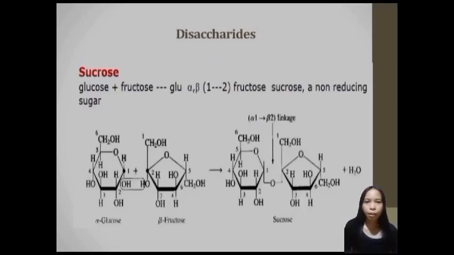It describes the chemical structure of sucrose, which is a type of sugar. Sucrose is made up of two simpler sugars, glucose and fructose, which are connected by a glycosidic bond. The bond between glucose and fructose is an alpha-beta linkage. Sucrose is a non-reducing sugar, meaning it does not have a free aldehyde or ketone group that can undergo oxidation reactions. The chemical formula for sucrose is C12H22O11. So that's all. Thank you and God bless.